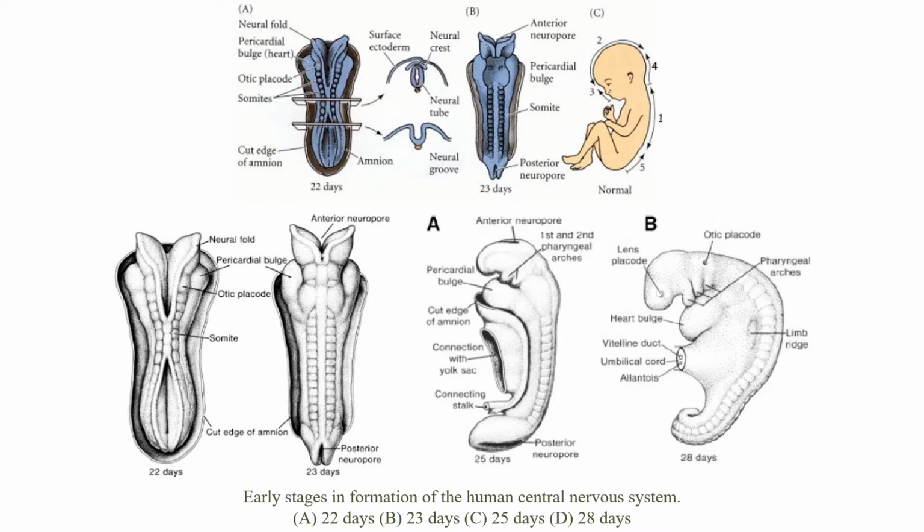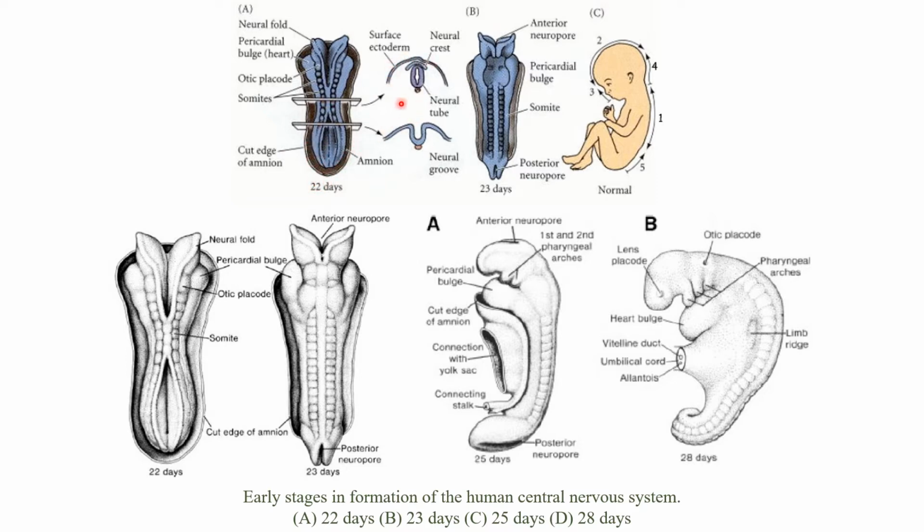Okay. So in here, you will see the different stages in the formation of the human central nervous system. So A would show you the age of 22 days. So it would look like this. I know that you're already familiar with the neural folds, the pericardial bulge, which will eventually become the heart. And then you have your otic placodes. When you say otic placodes, it is part of your ears. Okay, and then you have the somites, and then of course the cut edge of the amnion.